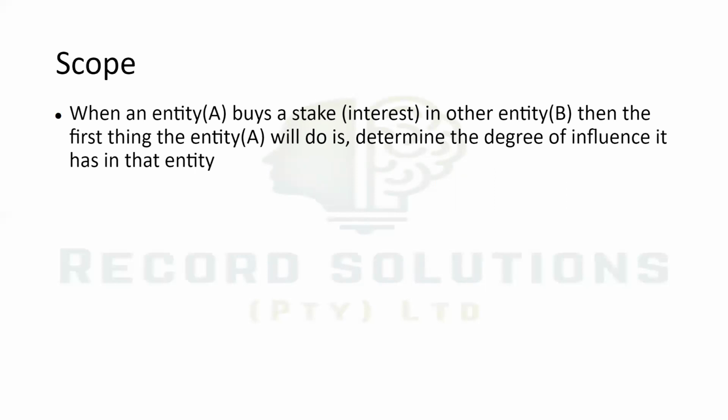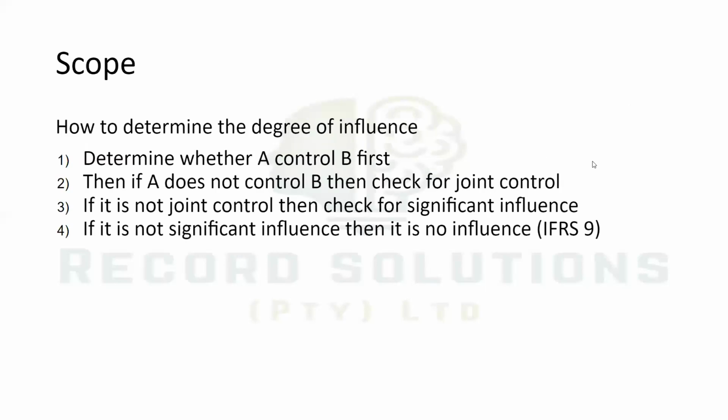So in this case, I used entity B as an example. Then the first thing entity A will do is determine the degree of influence it has in that entity. Last video, I didn't cover this thing of degree of influence. I just told you basically the steps that you have to take in order to determine this degree of influence.